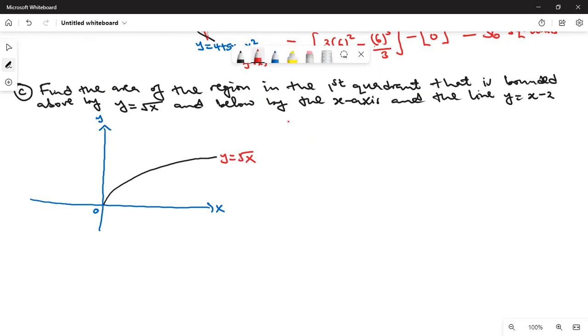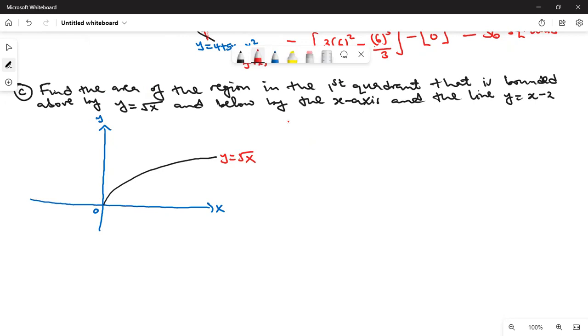Remember, the concept of domain and range will help you be able to come up with such graphs. The range is from 0 to infinity. The domain is from 0 to infinity. That's why we have that graph. Then the other one is the x-axis, which you already have.